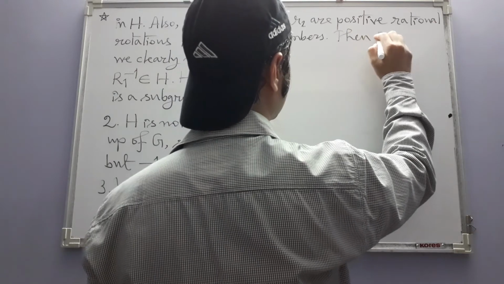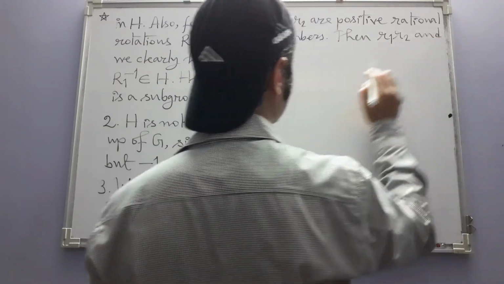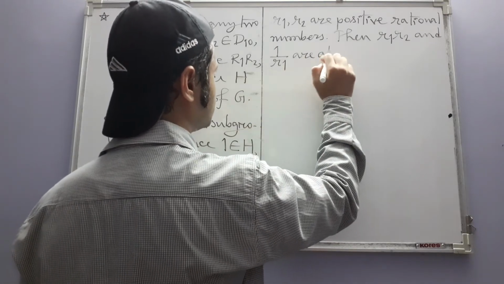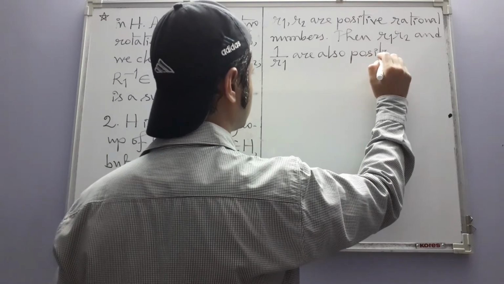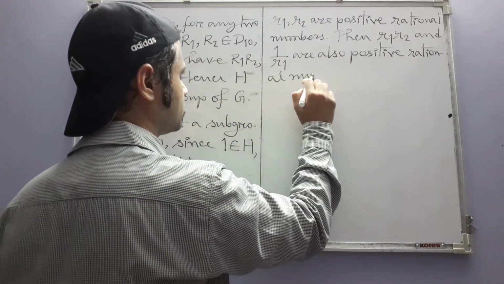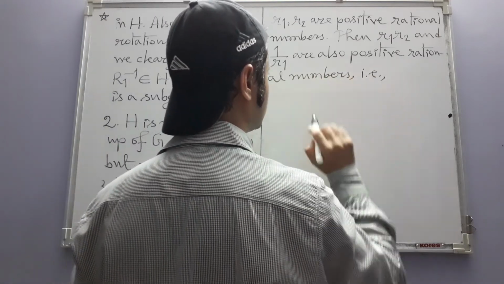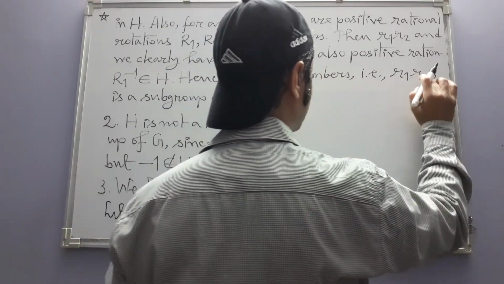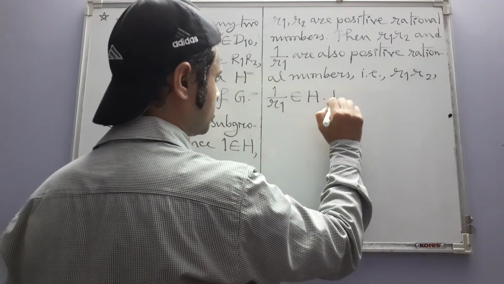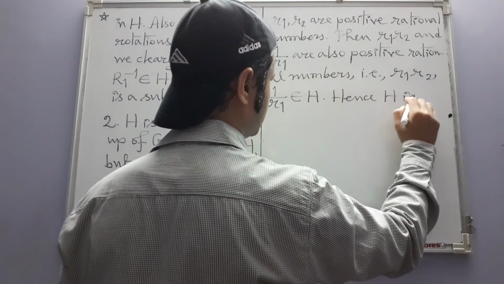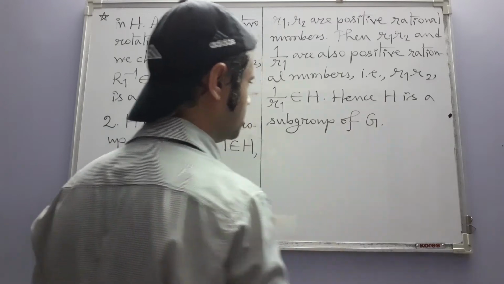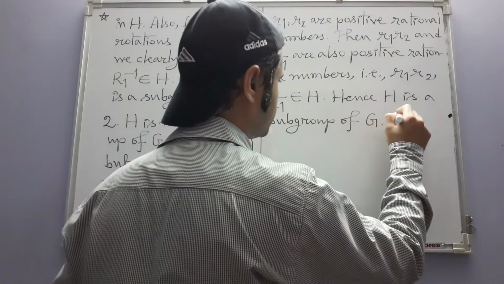Then the product R1, R2 and the inverse, which in this case is the reciprocal because the operation is multiplication, of R1, are also positive rational numbers, i.e. R1, R2 and 1 over R1 both belong to H. Hence, H is a subgroup of G. Okay, so this solution is also over.